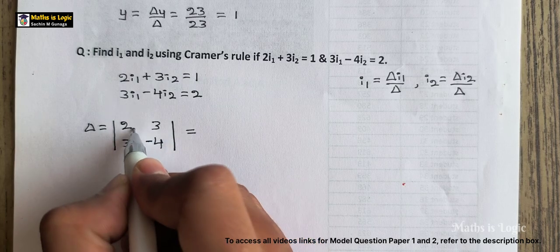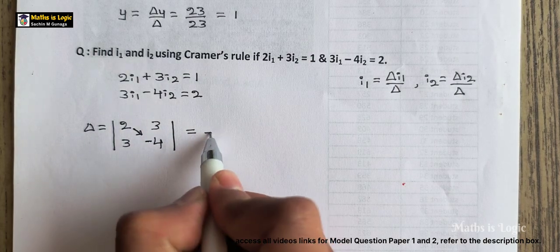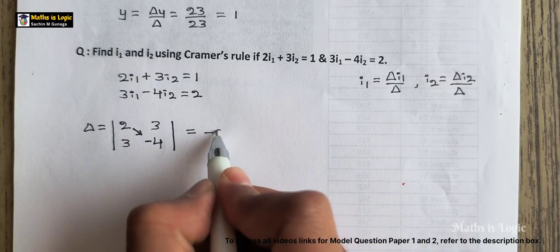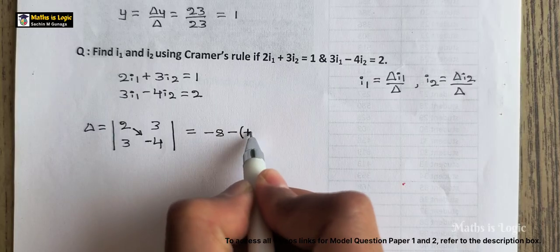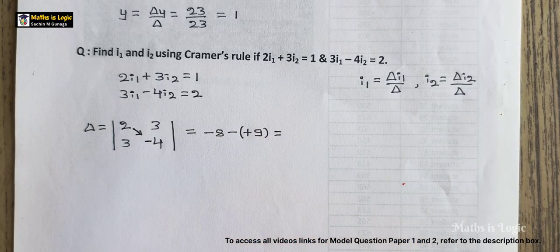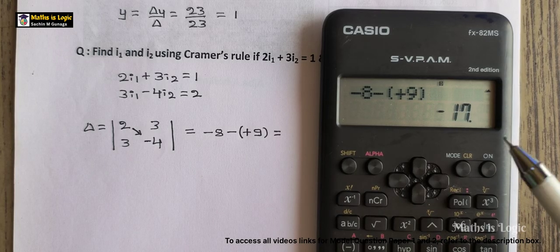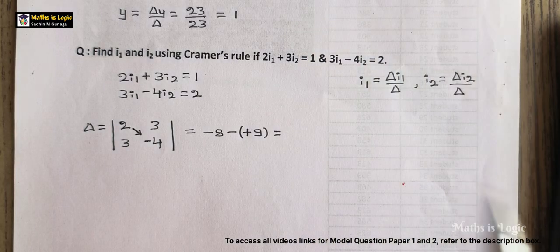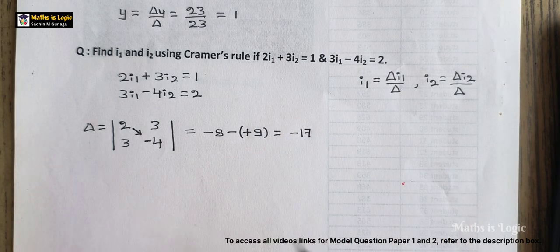Apply the second order determinant rule. Again do the cross multiplication. Plus into minus is minus, 2 into 4 is 8, middle minus sign, plus into plus is plus, 3 into 3 is 9. So which is equal to, better you use the calculator, minus 8 minus of, in bracket, plus 9, complete the bracket. So what is the answer? Minus 17. So write minus 17. So this is the delta value.